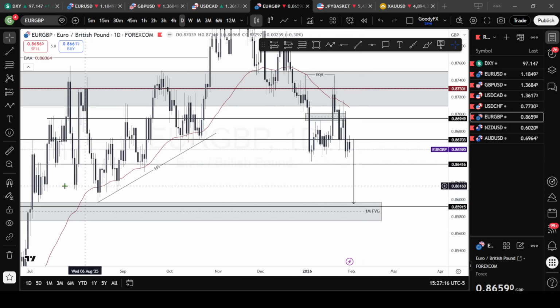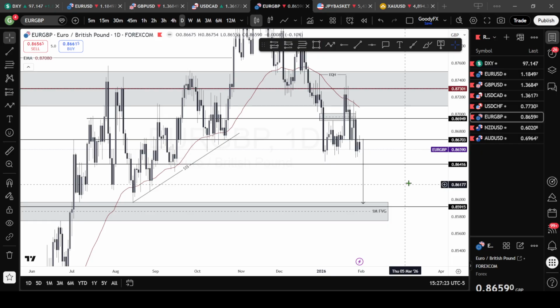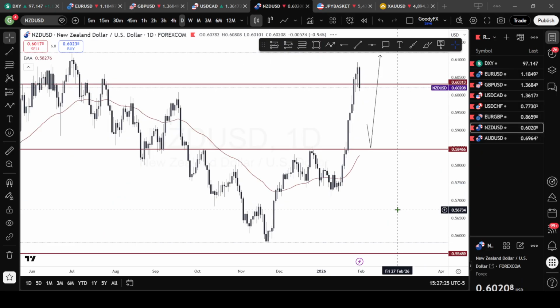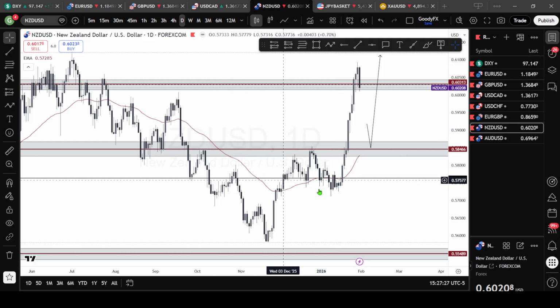So yeah, and I'm expecting this trend line liquidity to be taken out on Euro GBP. So that's basically it. For New Zealand USD, basically the same thing.